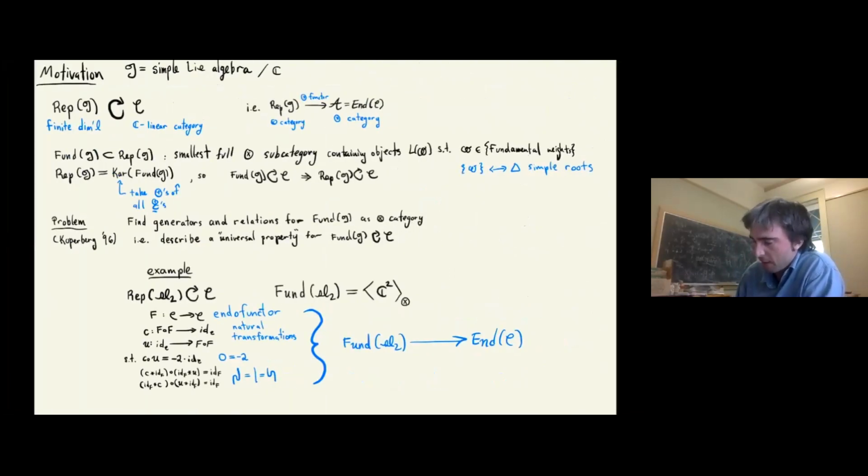So once I specify this endofunctor and these natural transformations satisfying these relations, that gives me a monoidal functor from this category Fund SL2 to endofunctors of C. And I take the Karoubi envelope and I get a functor from Rep SL2 to endofunctors of C. No problem.